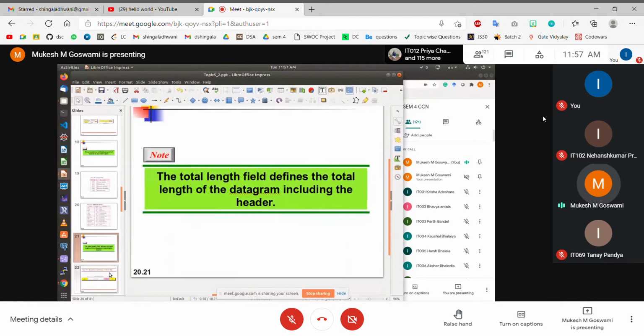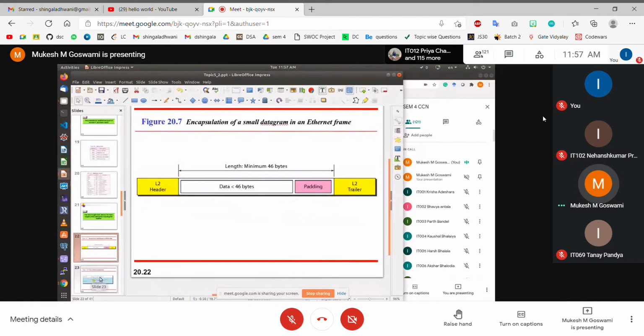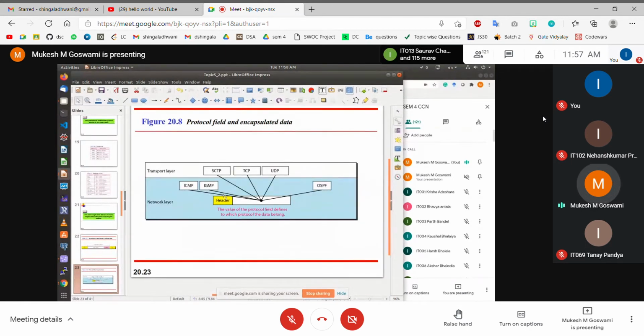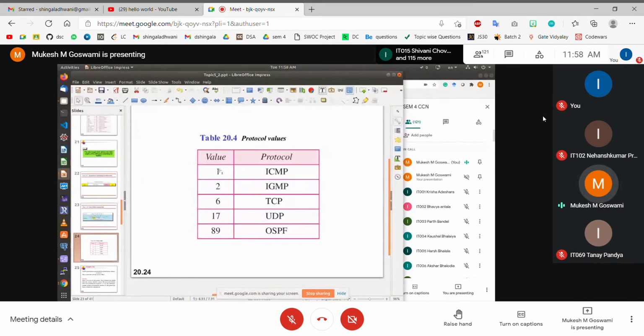Then we also have a total length field. We already discussed that. The protocol field indicates which higher layer protocol the data belongs to. It can be an upper network layer protocol or a transport layer protocol. We already discussed that the value 1 indicates ICMP, 2 indicates IGMP, 6 indicates TCP, 17 indicates UDP, and so on.